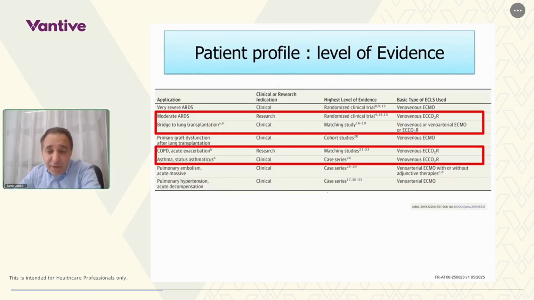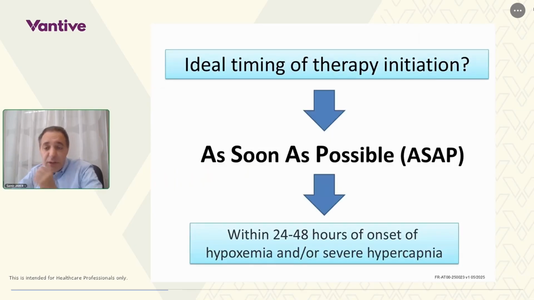This is the same slide, but showing the indications: the bridge to lung transplantation, the moderate ARDS that may be helpful in some cases individually, and the COPD patients and asthma, status asthmaticus.